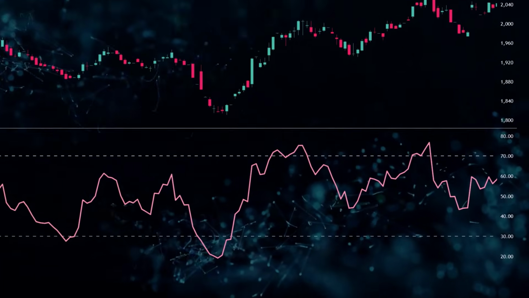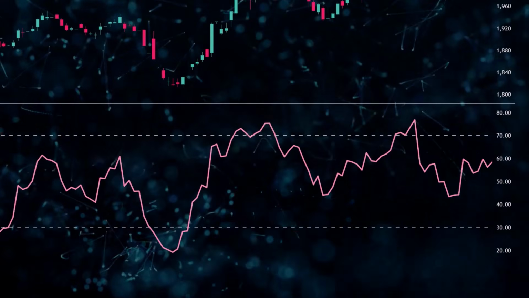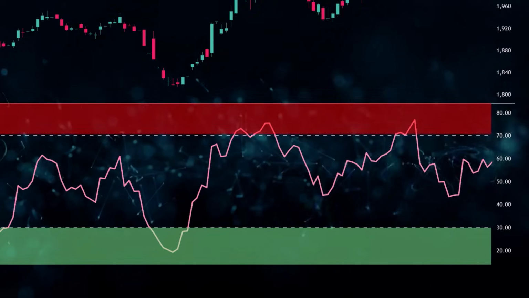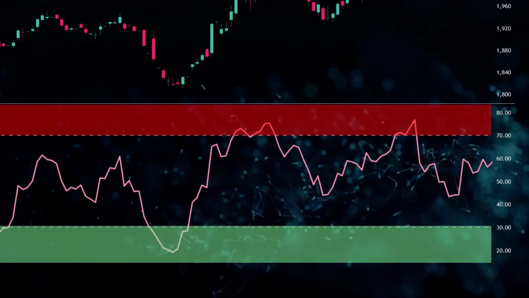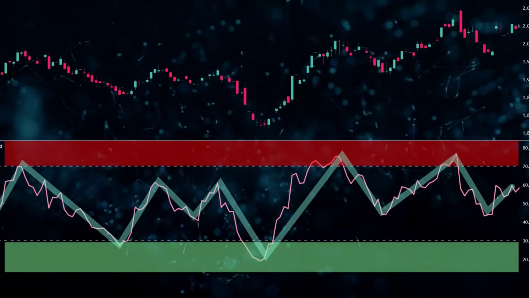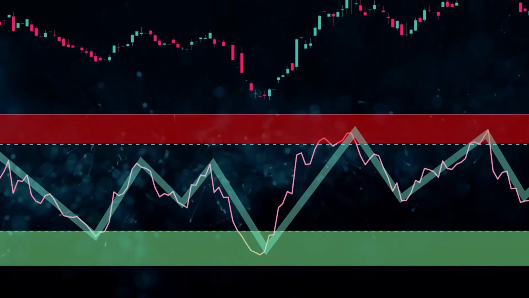Almost every trader uses the RSI the exact same way. Above 70, they call it overbought. Below 30, they call it oversold. But what if I told you that's not the most important thing the RSI can show you? There's something inside the RSI that most traders never even notice.